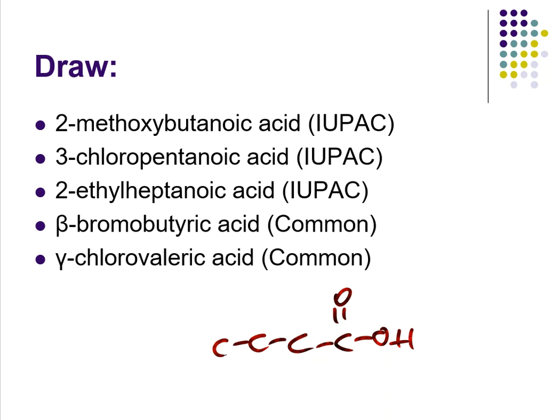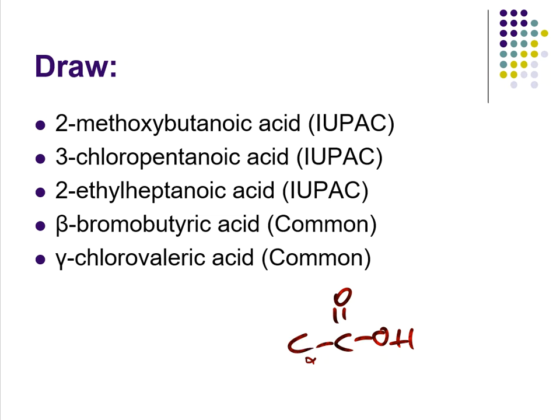Now keep in mind that the carbonyl carbon in the Greek alphabet does not get counted. So this is alpha, this is beta. So at the beta carbon, I have a bromo group, and surely you know that that's a Br. So there is beta-bromobutyric acid.